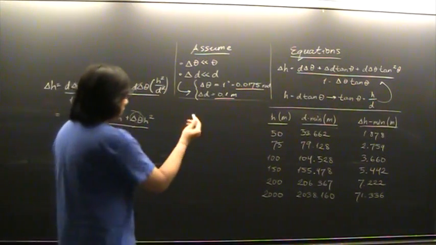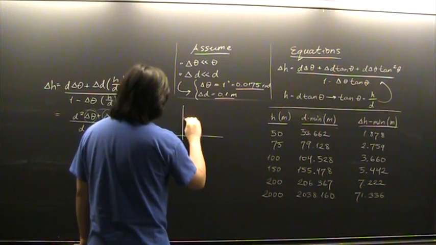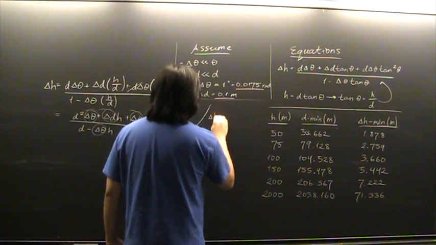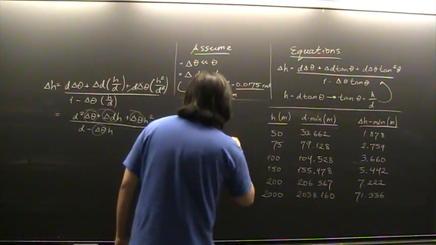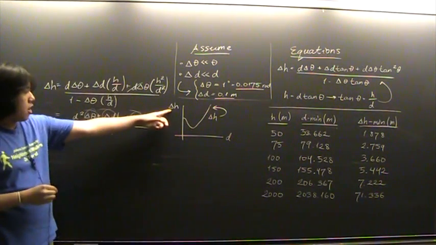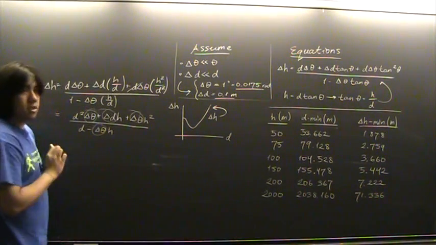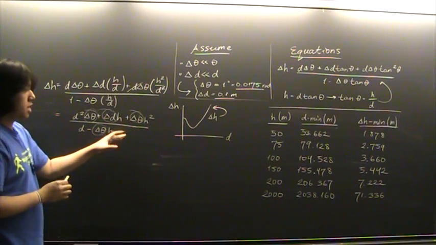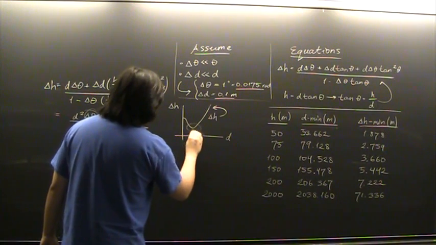So for each value of h, what you will get is a function that looks somewhat like this. On the bottom here you have d, and this is going to be delta h. So this is the error in the height measurement as a function of how far you are from the object. And we see that with each equation we have, we're going to have some sort of minimum here. It corresponds to some sort of d minimum.